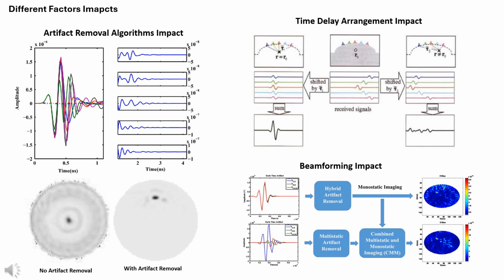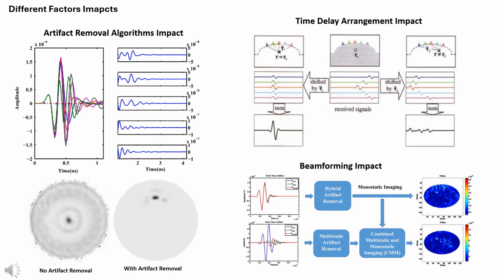Each received signal is individually time-shifted to account for these propagation delays, ensuring that the signals align properly when they are summed. This summation is key to enhancing the signals related to the object of interest while reducing background noise or clutter, thus improving the overall image quality.